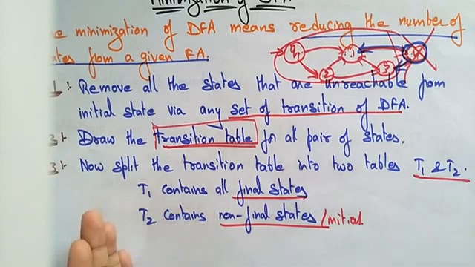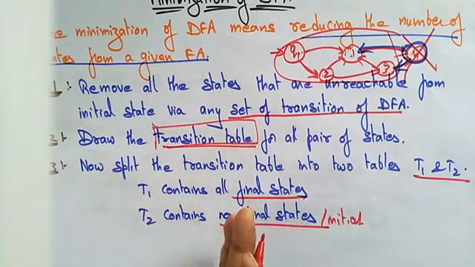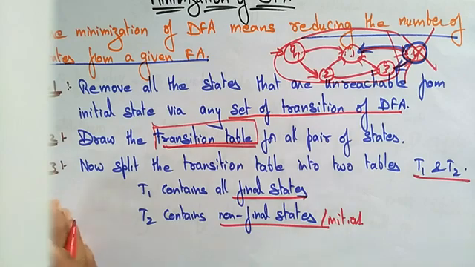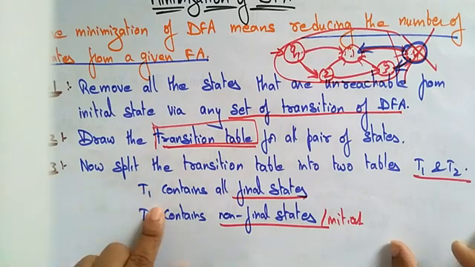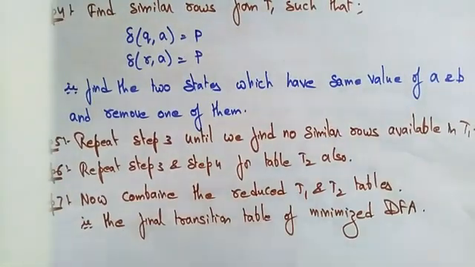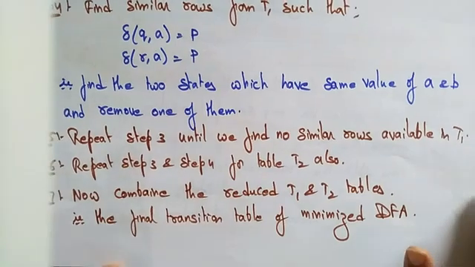In a deterministic finite automata, you can have one or more final states. That we know. So whatever final states are there should be in one table, and the remaining initial and intermediate states will be in another table. T1 contains all final states, T2 contains non-final states. Now step 4. I divided one transition table into 2 tables. Next, what do I have to do?